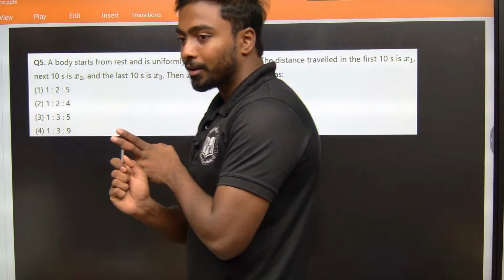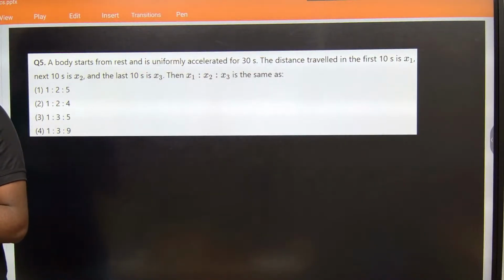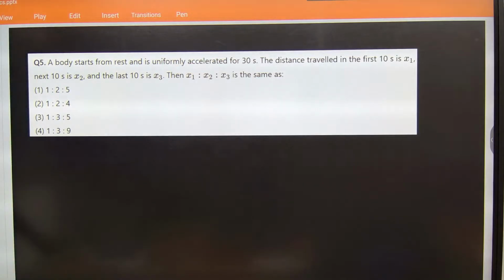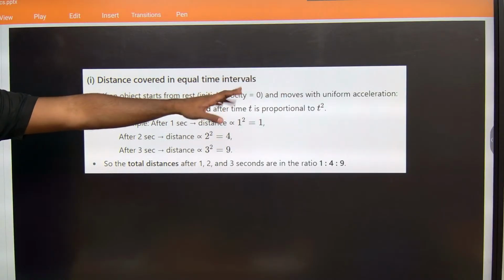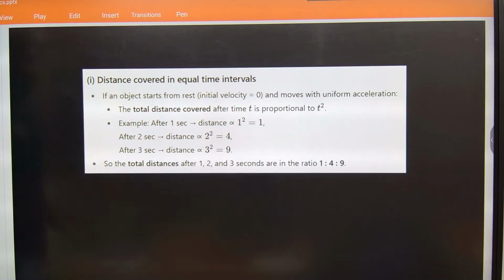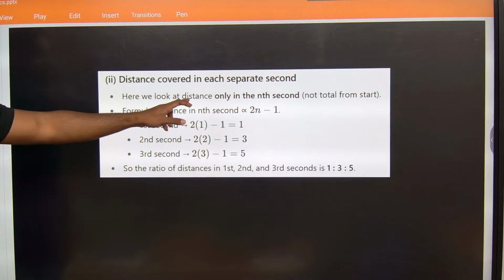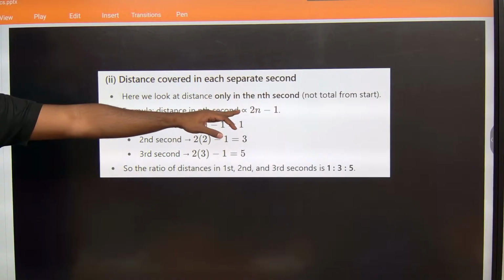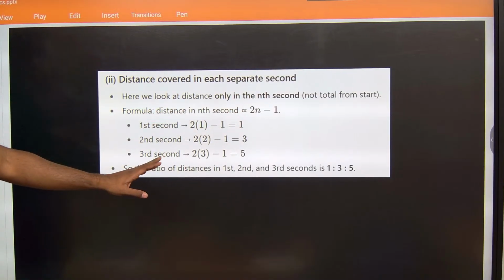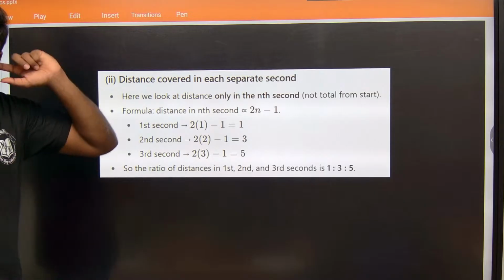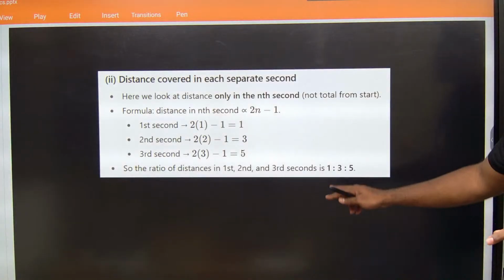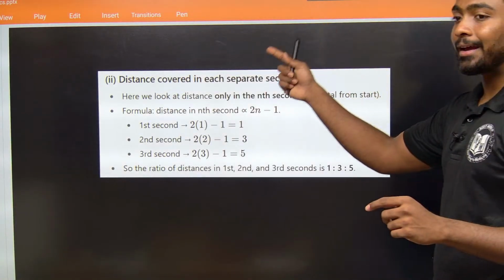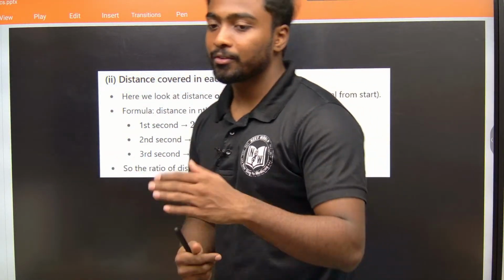So 2 note points we have seen. One is for t seconds, that is the nth second. If an object starts from rest and moves with uniform acceleration, next thing is, here we look at the distance only in the nth second. So options are 1:3:5, that is when uniform acceleration is there. So keep in mind 1:3:5, and one more thing is 1:4:9:16:25, it goes like that.